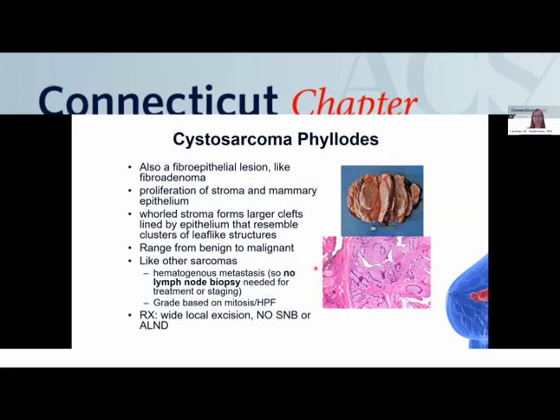Like other sarcomas, they have hematogenous metastasis, meaning that you do not need to perform a sentinel lymph node biopsy for treatment or staging. We grade them like other sarcomas with mitoses per high power field. And the treatment, again, is wide local excision, no need for sentinel lymph node biopsy or axillary lymph node dissection for treatment or staging.